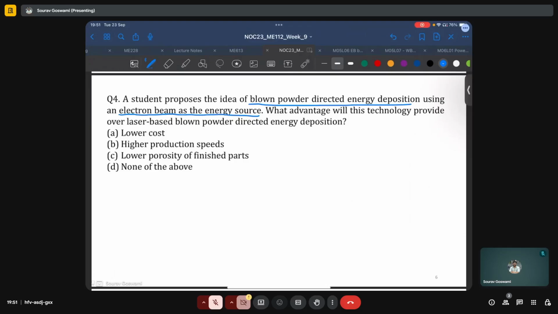However, if we use a blown powder DED setup, it will have some carrier gas, say typically argon, which will be used to carry and deliver the powder into the system. But the introduction of this argon will lead to a loss of vacuum. And so this idea is not really feasible.